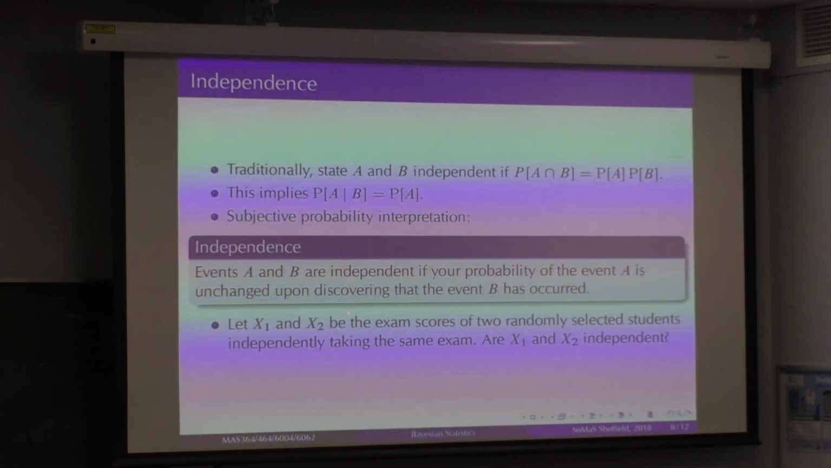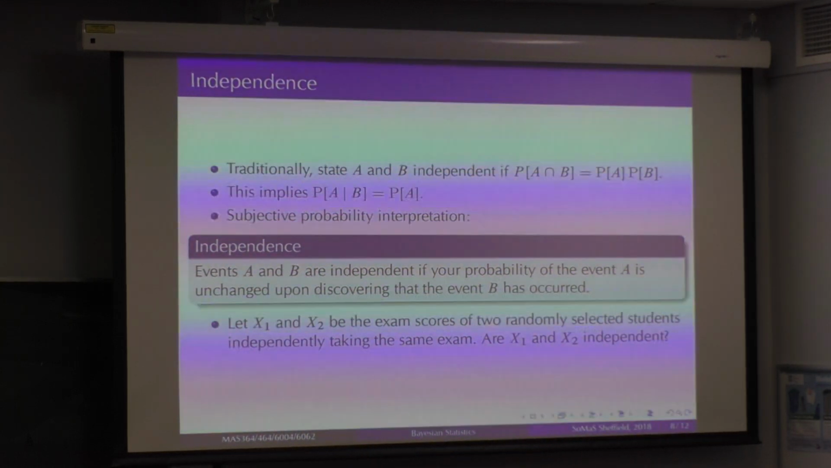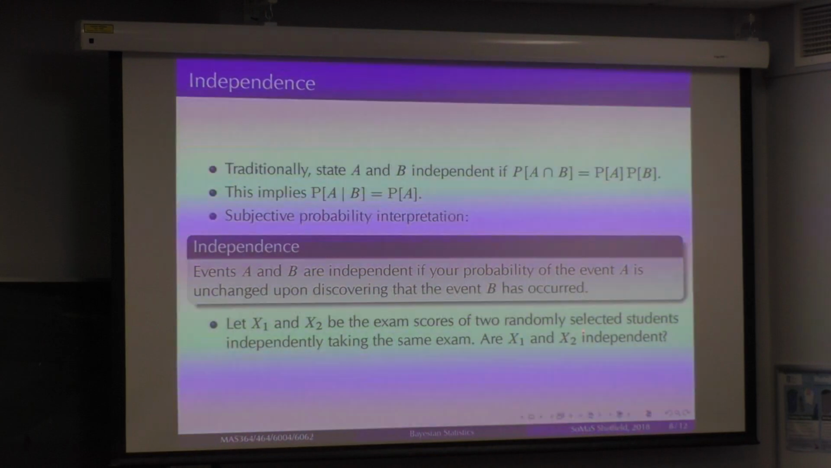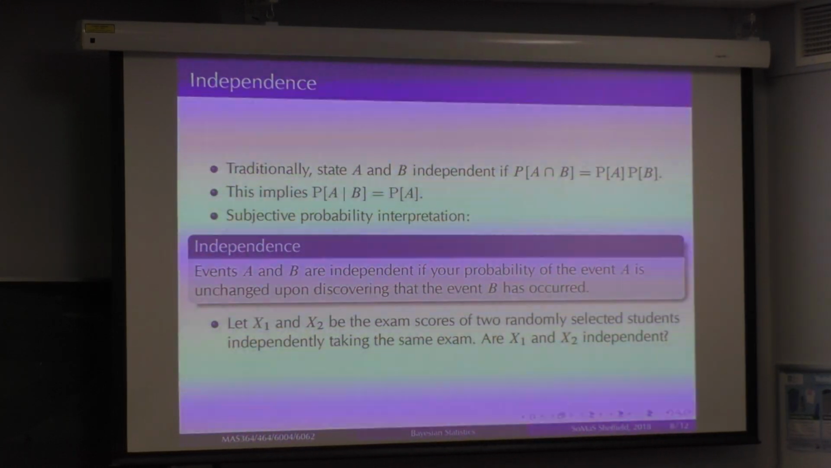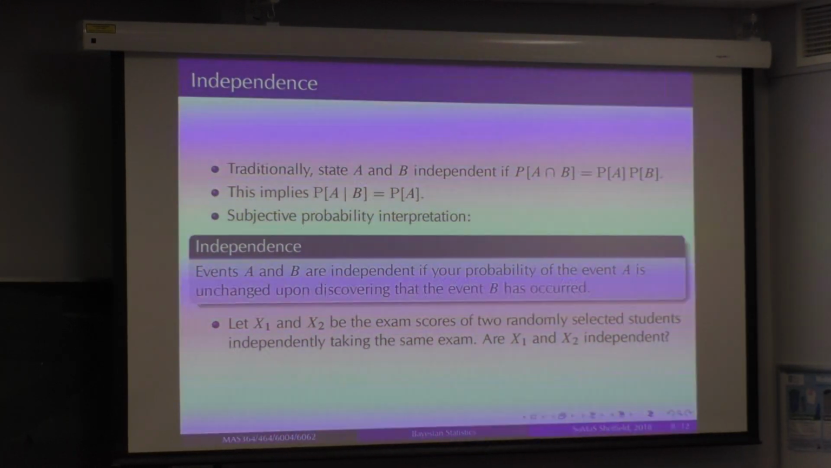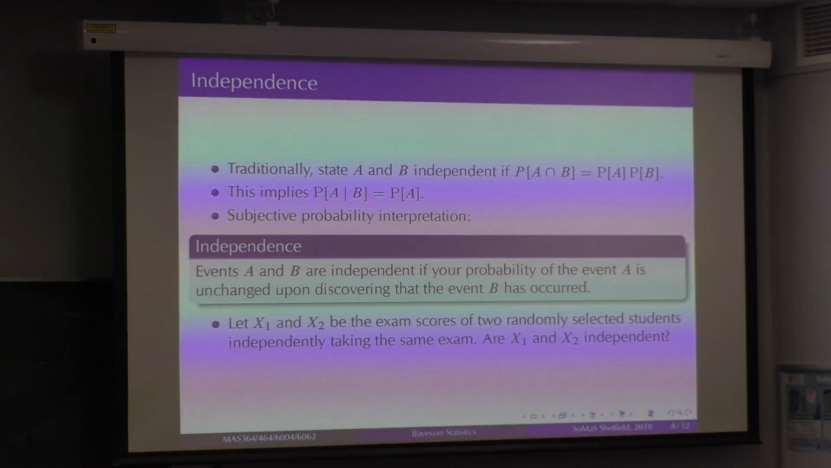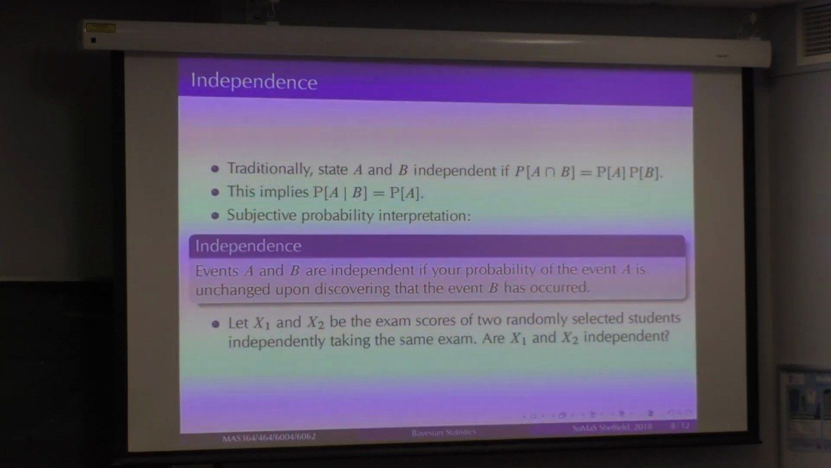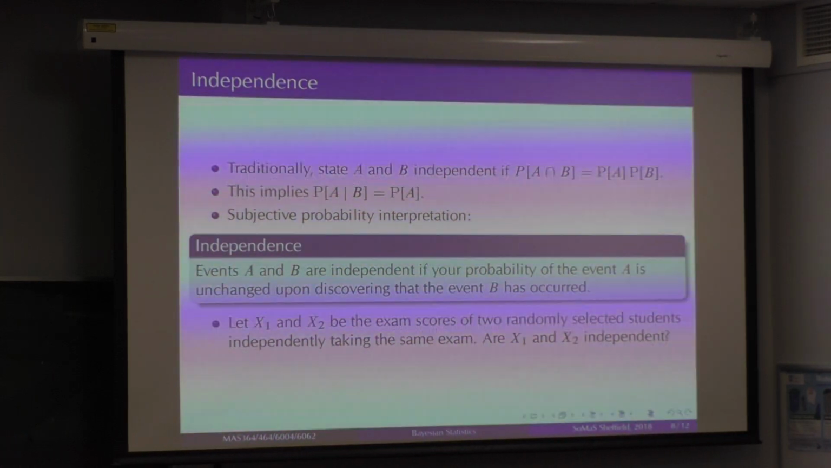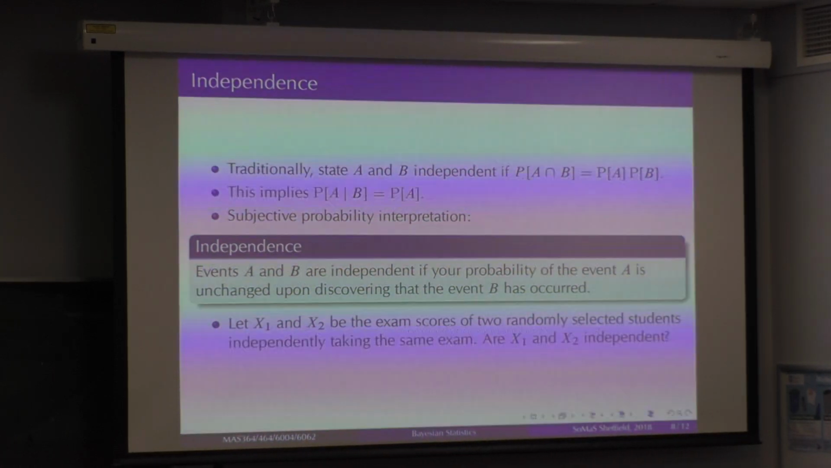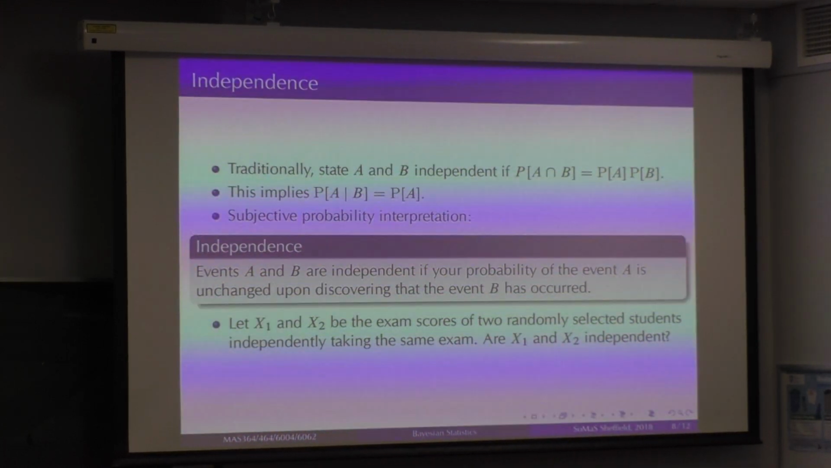This is a less controversial example. You have scores from two randomly selected students, and we're asked whether you think that X1 and X2, the scores, are independent. If you learned that someone scored, I don't know, 85 in the Bayesian exam, would that affect your judgment of a second person? Would you think it will be around 85, right? So that's what I mean. That is your personal judgment.